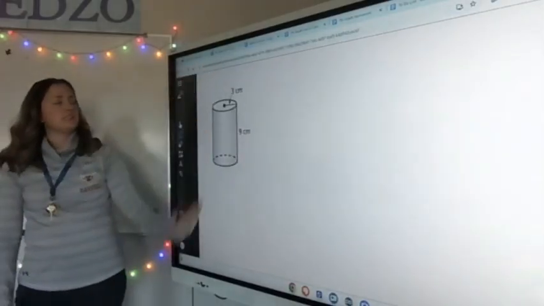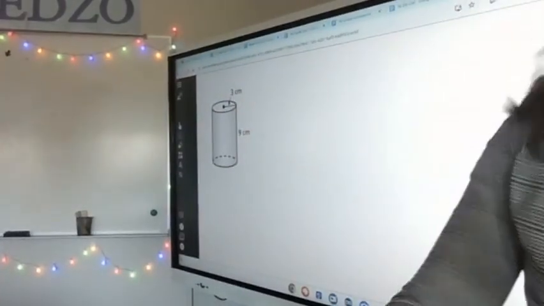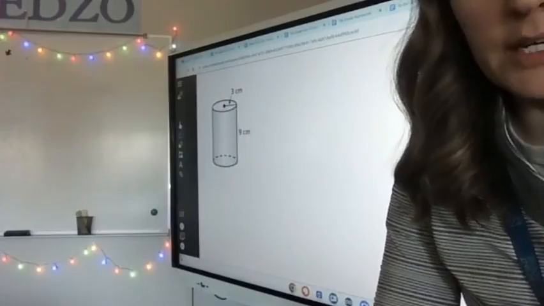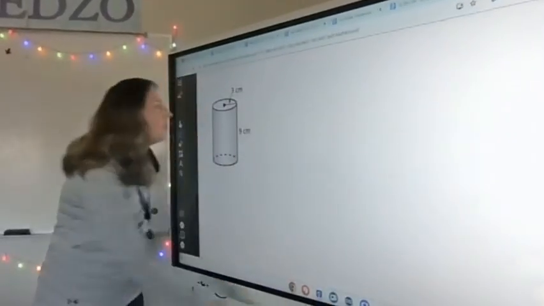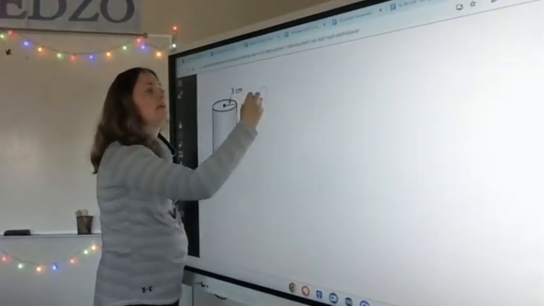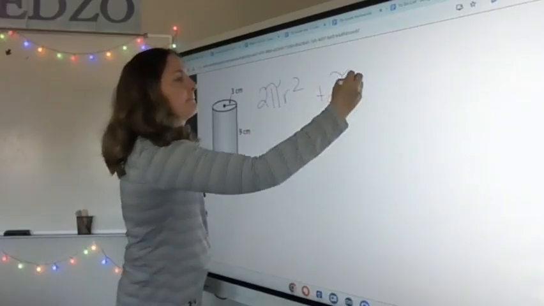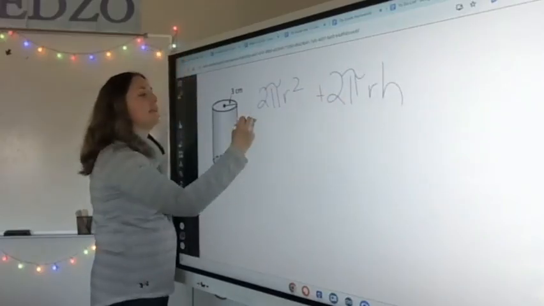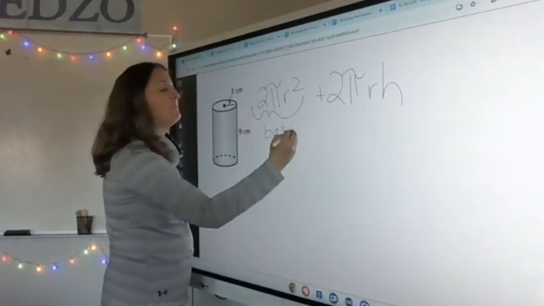Now we're going to do another warm-up problem. Here is a cylinder. Go ahead, pause the video if you are day 2. Pause this, solve this, and hit play once you are done. There we are. All right. Our formula that we use for this is what, everybody? 2 pi r squared plus 2 pi r h. Now, for this, this first part is going to be the area of my 2 bases.